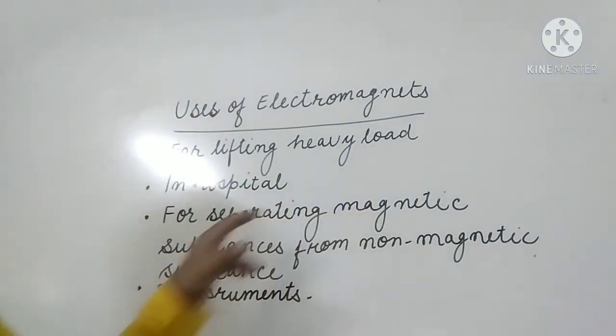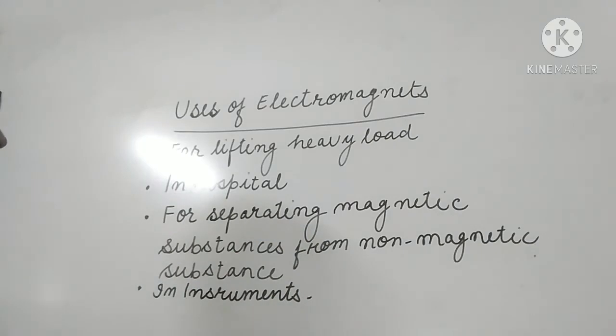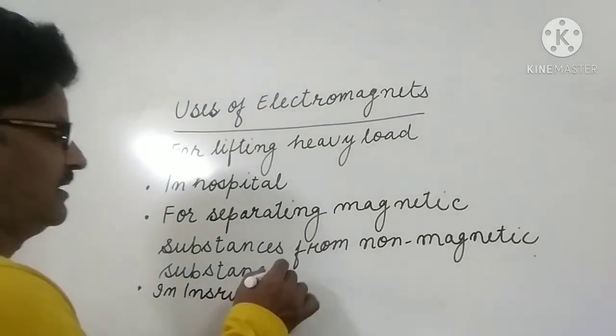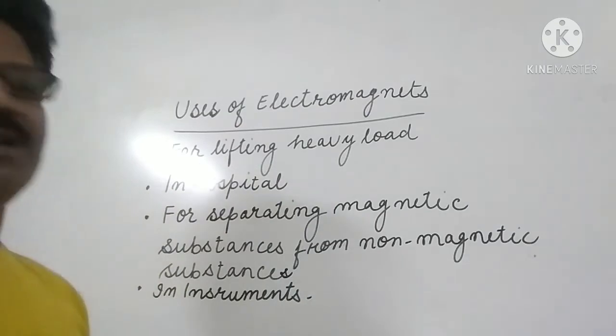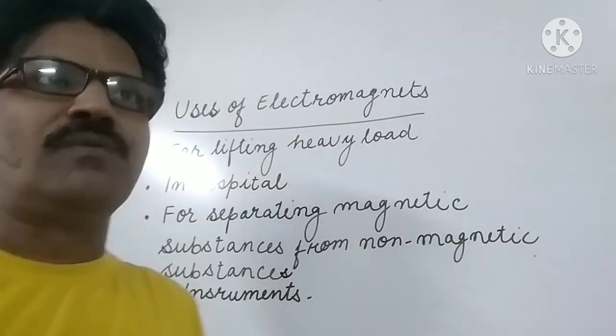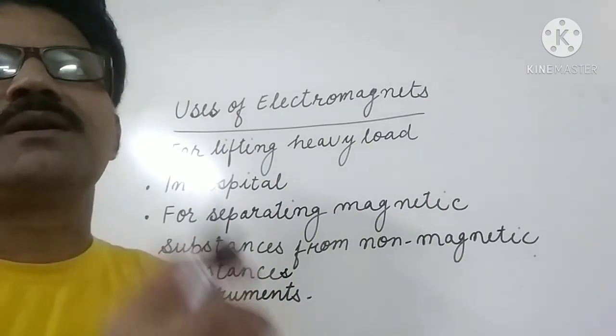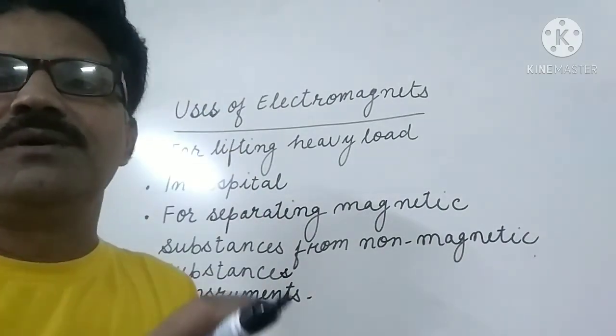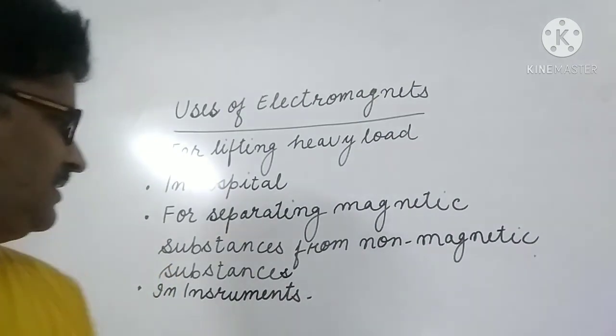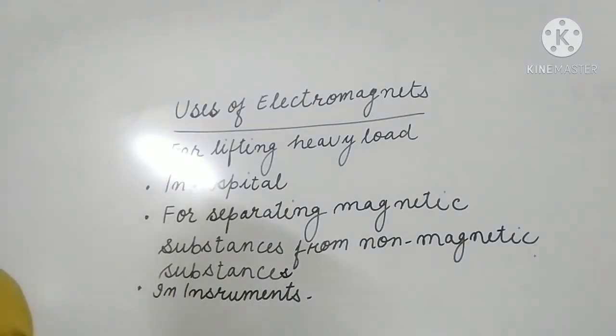For separating magnetic substances from non-magnetic substances, we can separate iron, nickel and cobalt, which are the magnetic substances, from zinc, copper, paper, dust, wood, etc. Next is in instruments. Some instruments have an electromagnet, like the electric bell, telegraphic and telephonic systems, speakers, and audio and video tape recorders and players.